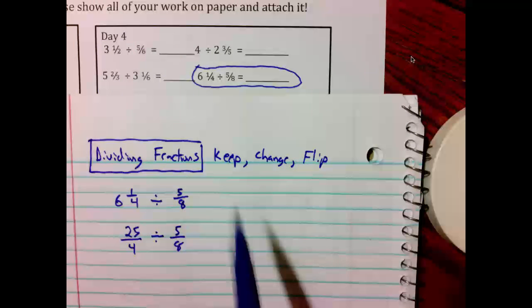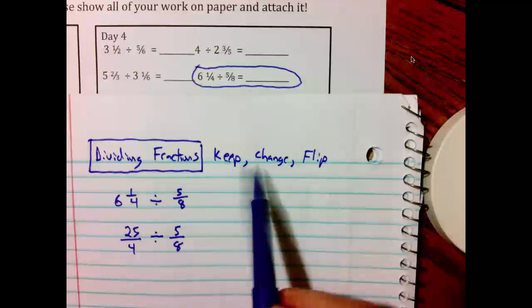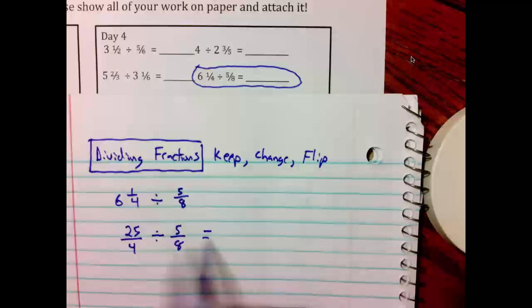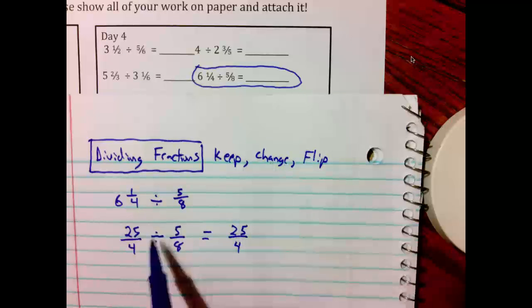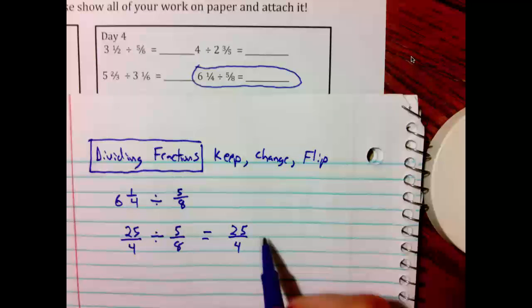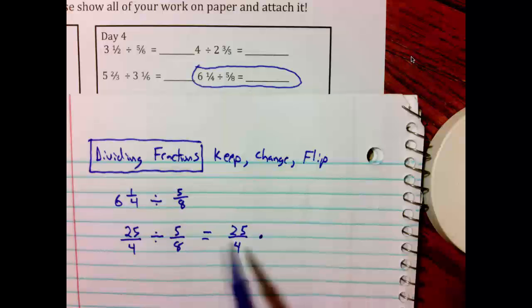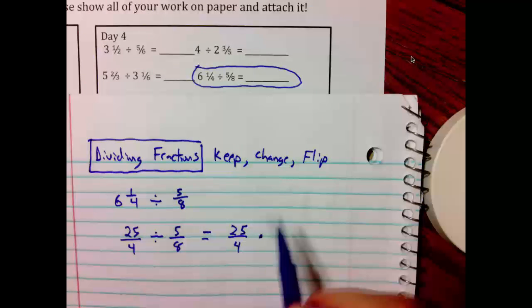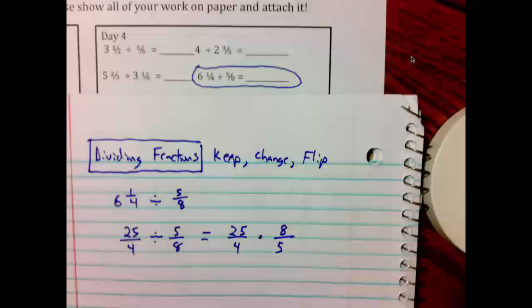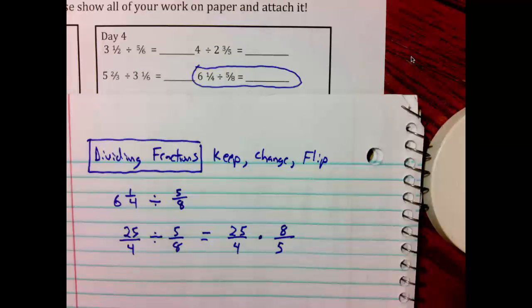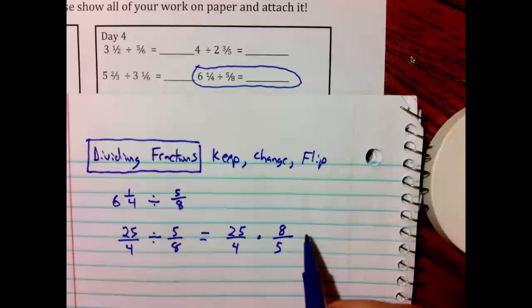Okay. Now I'll go with my procedure. Keep, change, flip. Keep the first fraction the same, 25 over 4. Change the divide to a multiply. Simply can use a dot for multiply. Flip over the second fraction. We have 8 over 5. Alright, now we're ready to perform a multiplication.